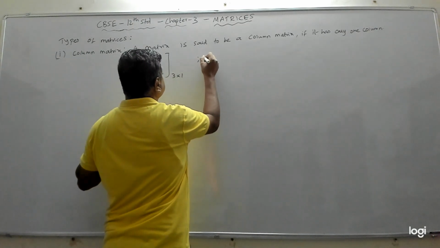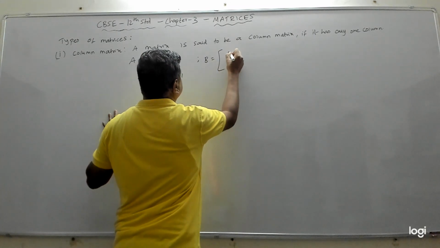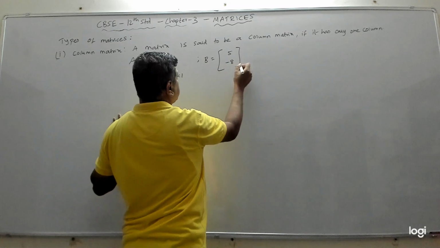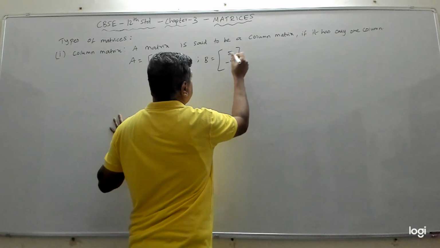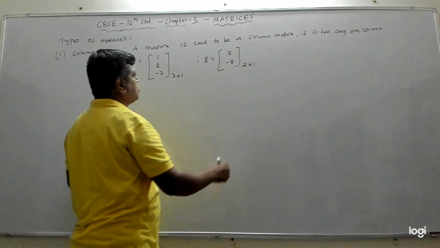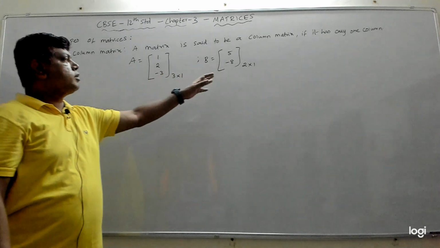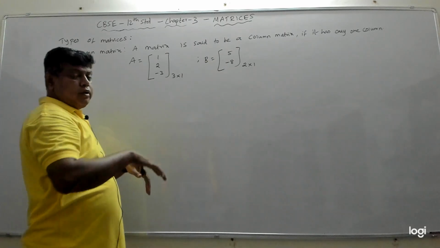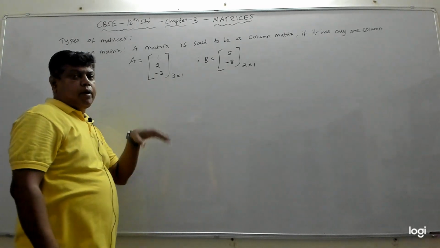Another example is B. We can have it like this: 5, minus 8. This is again a column matrix because it has only one column, and the number of rows is 2. Order is 2 cross 1. So these are the examples of column matrix. If it has more than one column, then that is not called a column matrix.